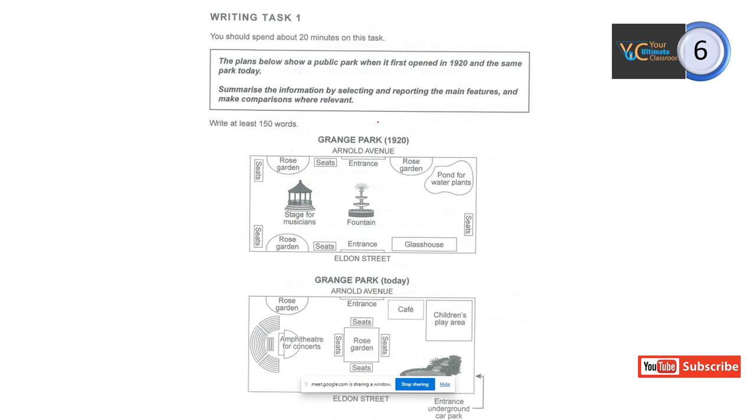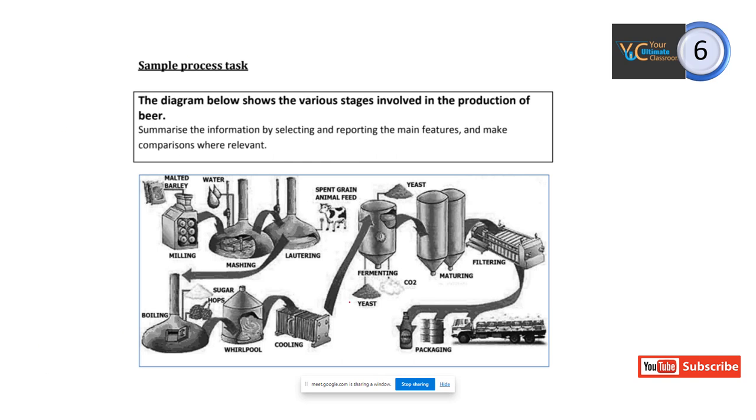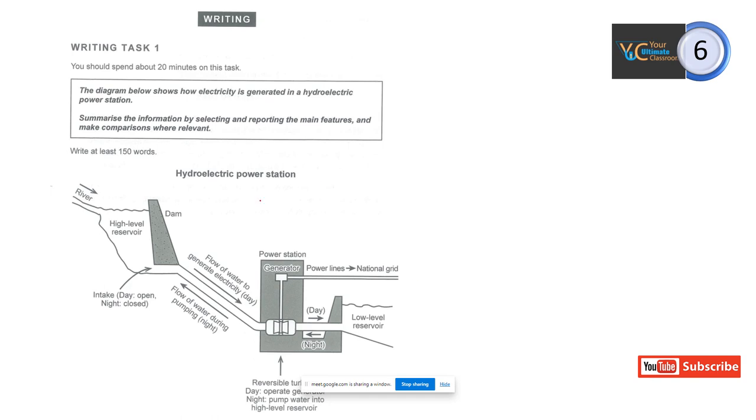So this is also a map. You see that it's quite different from what I showed you earlier, but it still has the same format. We look at it in our subsequent lessons. And this is a brochure. This is one of the task one essays people don't like. So this is a process where you describe how beer is produced. This is also a process where you talk about how electricity is generated. The diagram may look very confusing, but there's a formula to go about it.